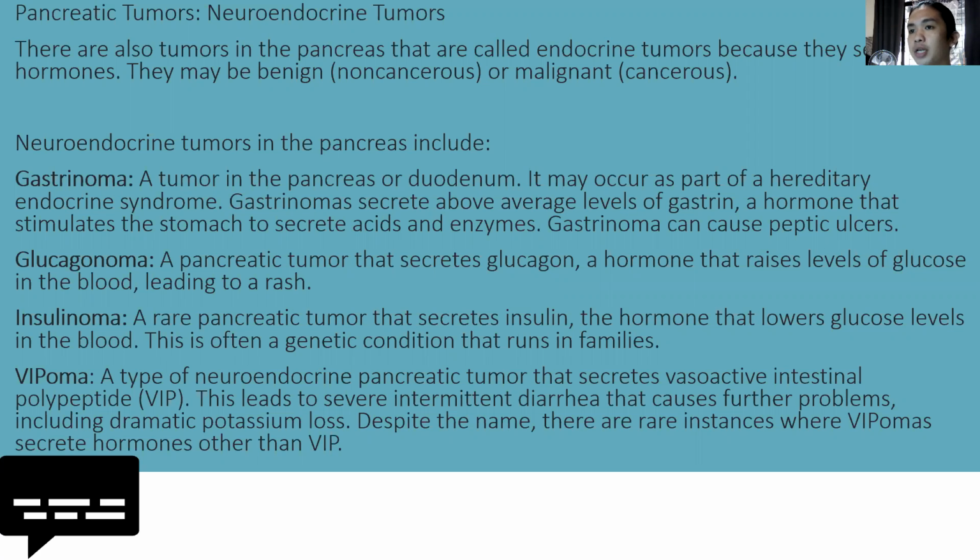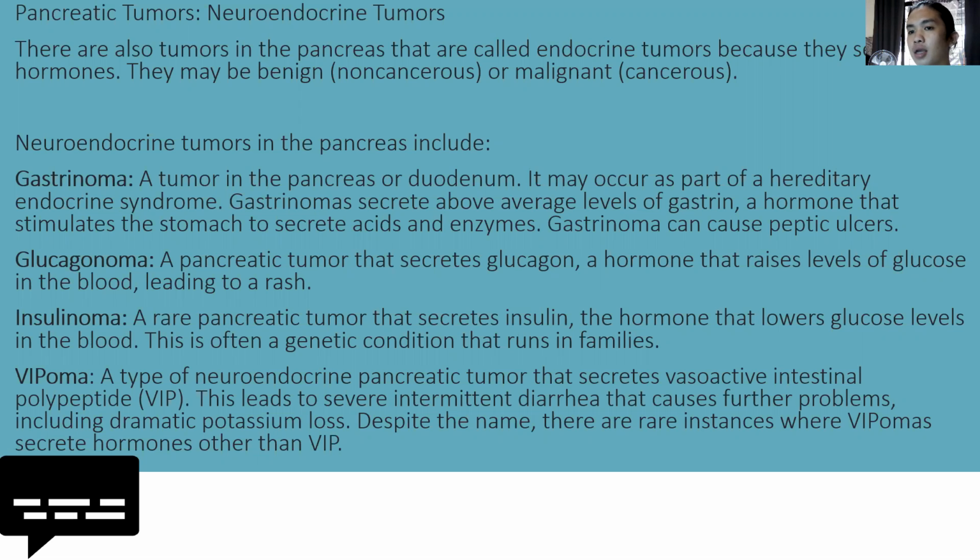Gastrinoma is a tumor in the pancreas or duodenum. It may occur as a part of a hereditary endocrine syndrome. Gastrinoma secretes above average levels of gastrin, a hormone that stimulates the stomach to secrete acids and enzymes, while gastrinoma can cause peptic ulcers. In glucagonoma, a pancreatic tumor secretes glucagon, a hormone that raises the level of glucose in the blood, leading to a rash.